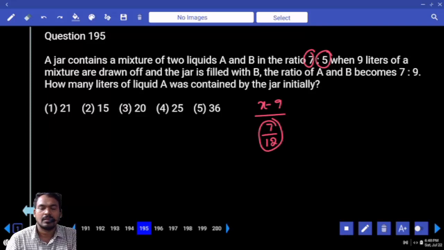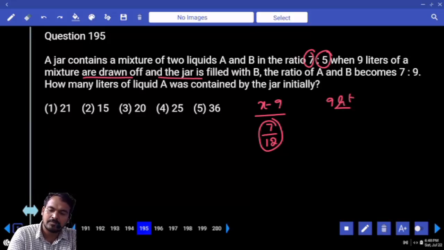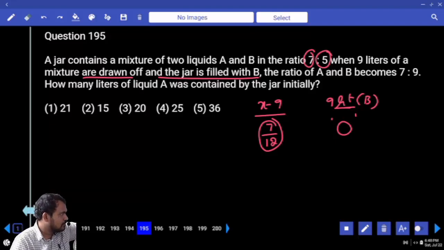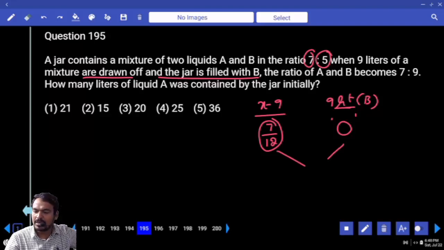It is which one, A or not? Out of X minus 9. Again we are adding how many liters? 9 liters. It is drawn off and filled with which one? B. In that 9 liters, only B or only A? Only B. Only B means there is no A value. In X minus 9, 7 by 12 is the value of A or B? A. In 9 liters of B there is no A value, means 0. If these two are mixed, we get the new mixture.